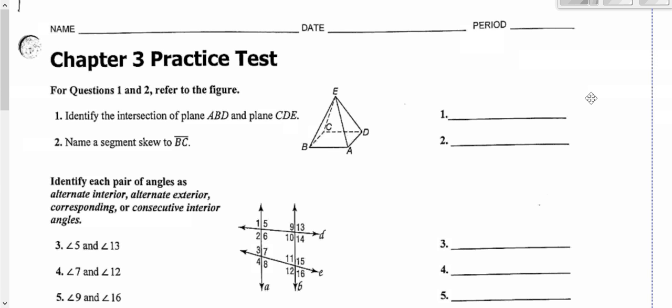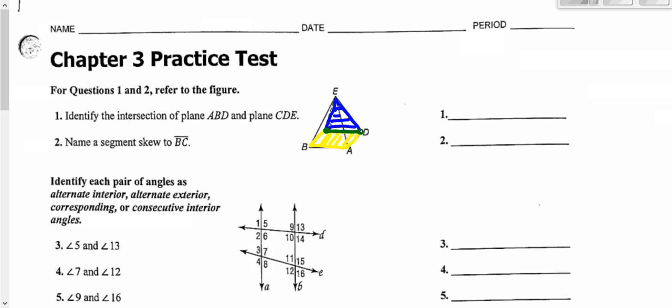Number 1, identify the intersection of plane ABD. So I'm going to go ahead and highlight that. So A to B, and then you'll notice I went to C. That's because we're talking about the bottom here. So here's that plane on the bottom. So that's the base of that pyramid. And plane CDE. So let's go ahead and use a different color. So CDE is over here. Now you'll notice where these end up touching each other are right along here.